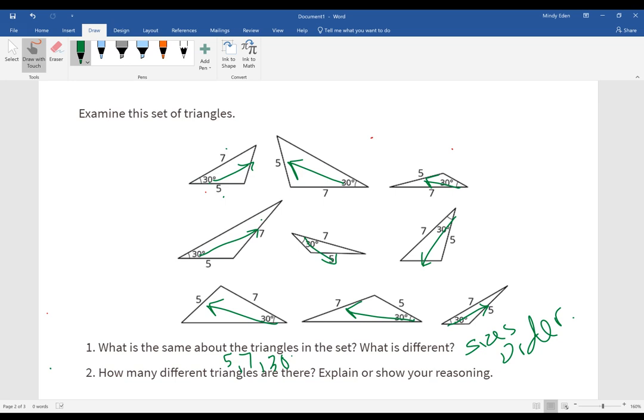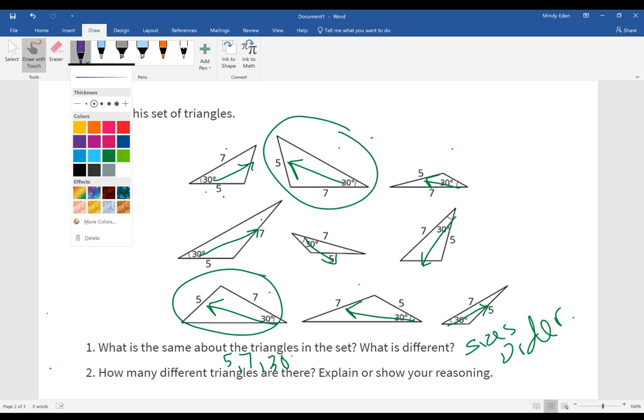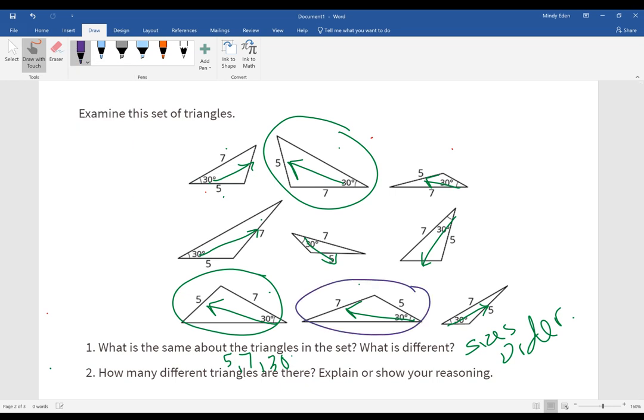Okay. So now, right off the bat, if I look a little closer, I'm going to look at these big 1, 2, 3, kind of the biggest triangles that I have. So across from this 30 is a 5. Across from this 30 is a 5. And across from this 30 is a 7. So that means that those two green that I circled, those are the same. But this 30 had a 7 across from it, so it's going to get a different color. And look at this one. Across from that 30 is a 7. Okay? So that means that the two purple ones are the same.